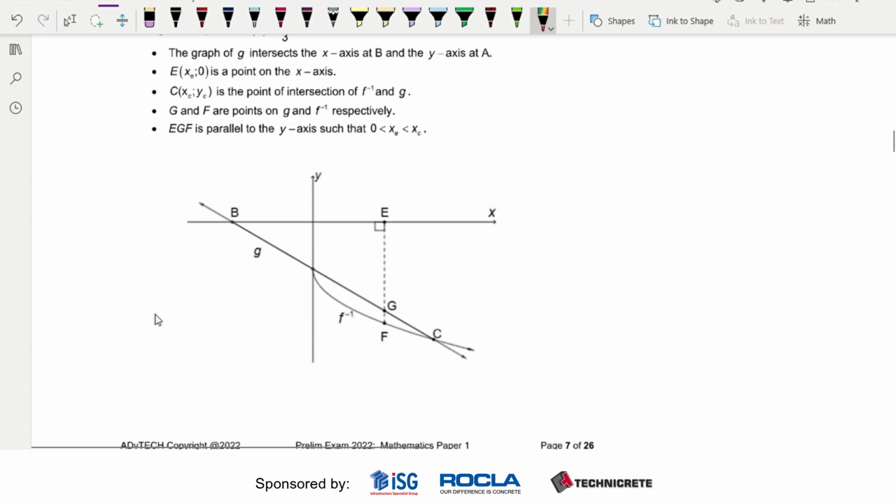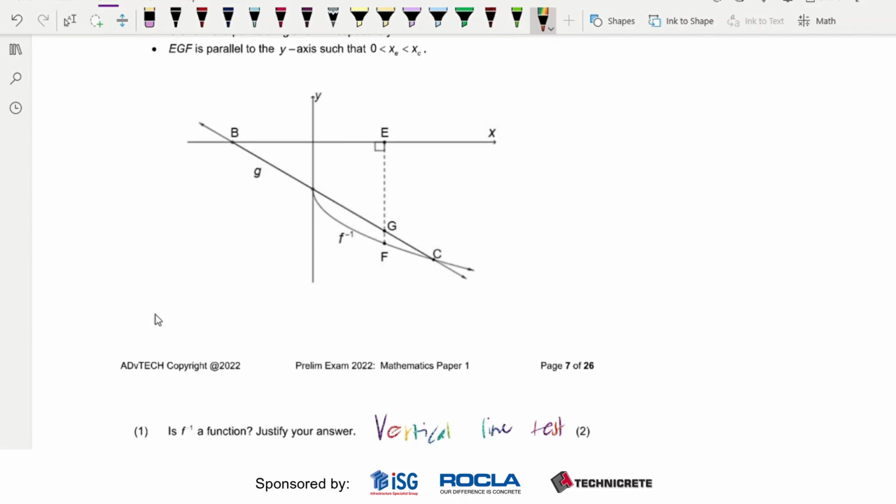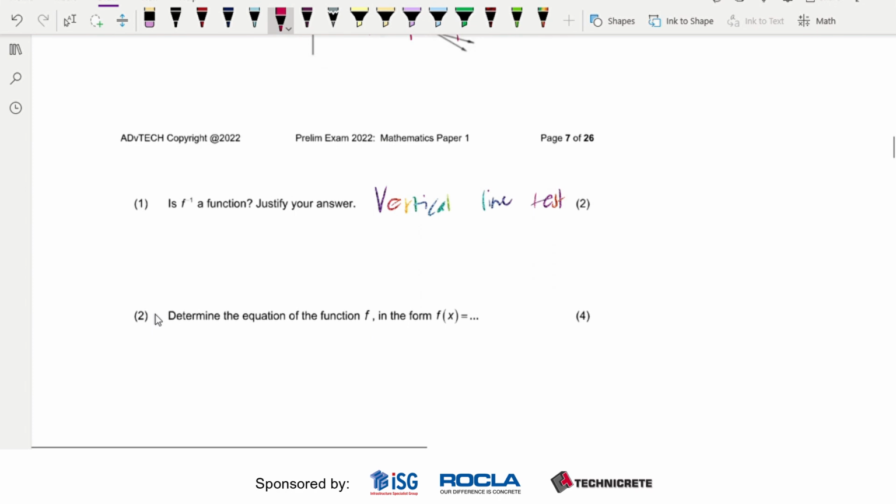So if we go to the inverse of f, which is this curve over here, and we draw some vertical lines at different points of the graph, we see that there is only one intersection with each vertical line. So the answer is yes. The inverse of f is a function, and there's a one-to-one correspondence for the vertical line test.